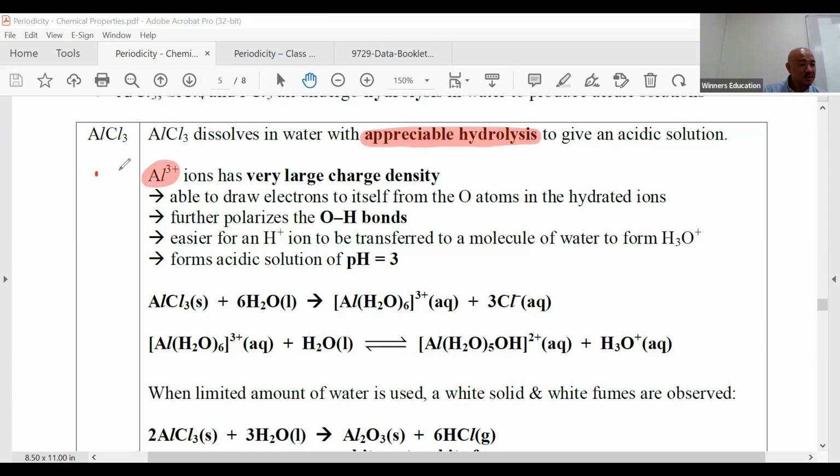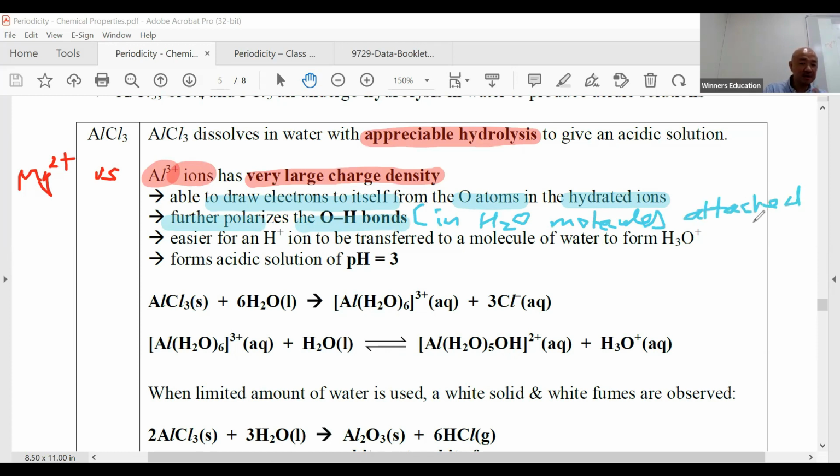Now, why? Versus Mg2+, just now that one. Each ion has higher charge density. So these are the technical answer. Able to draw electron to itself from the O atom in the hydrated ion more. Remember the water? So it can further polarize the O-H bond in the water. Let me write this down. In the H2O molecules that's attached to it through ion dipole interaction. In case you don't know which water.